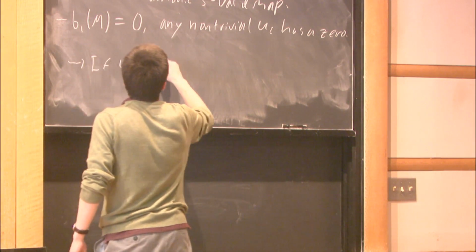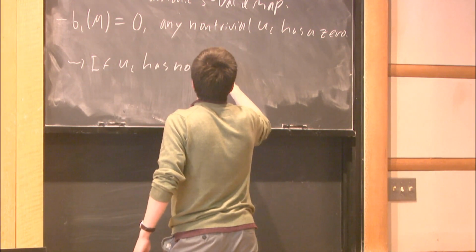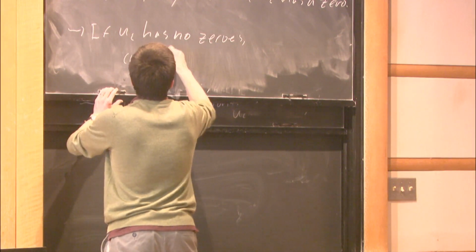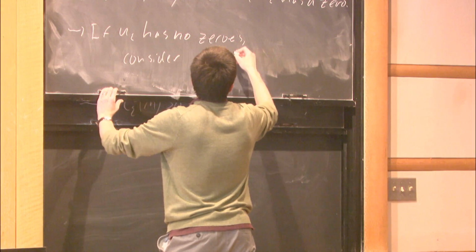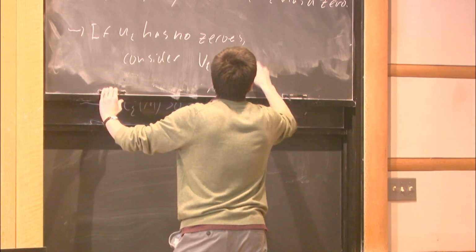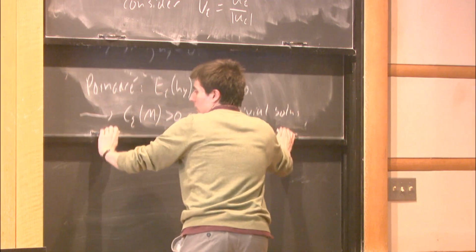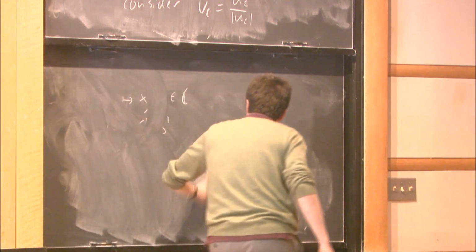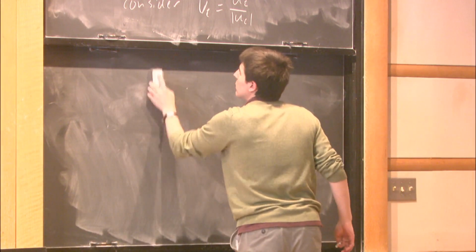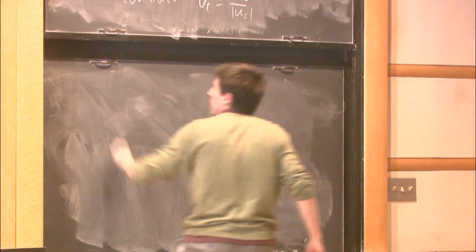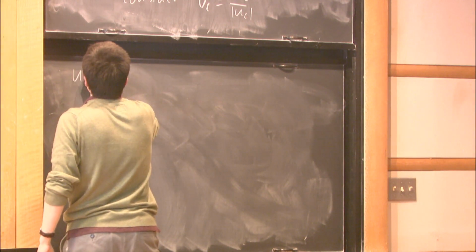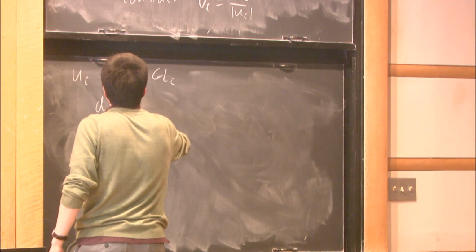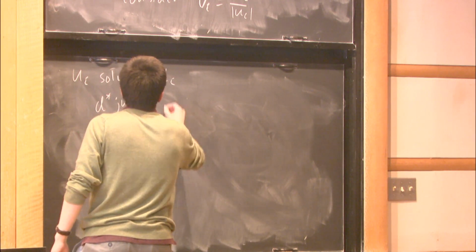if u epsilon has no zeros, then we can consider the map to S1 given by just taking u over its modulus. And now let's observe, it's not hard to compute that for a solution of the Ginzburg-Landau equation, the one form j u epsilon is going to be coexact.